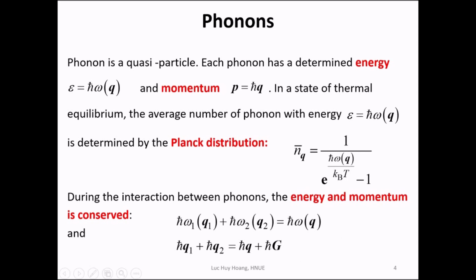And the momentum is also conserved. Okay, momentum: S_T1 interacting with S_T2 will equal S_T. But in momentum, we add G, and G here is the vector in the reciprocal lattice. Remember? G here is in the reciprocal lattice. And why do we use that?